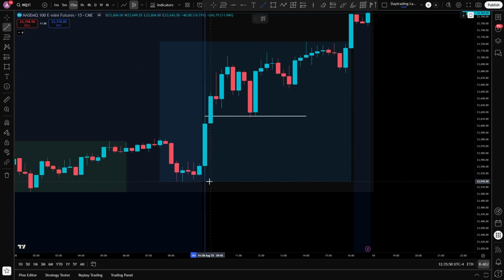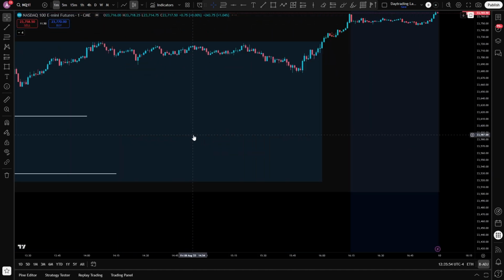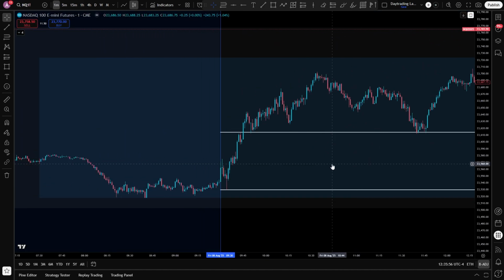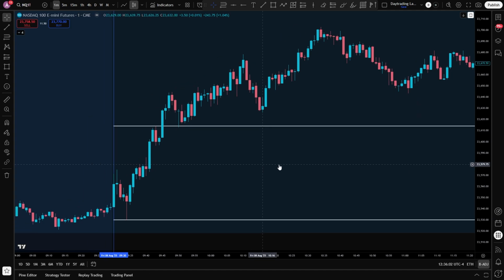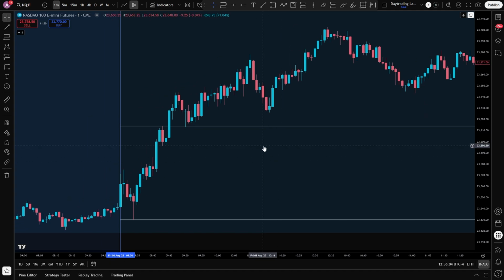Okay, this is the first 15-minute candle, and this is the range. This is the high and this is the low. You do the same thing. You go into the 1 minute. Some people use the 5 minute for the 15-minute breakout, but for me, it doesn't really matter because I don't use this alone. I use other confluences.